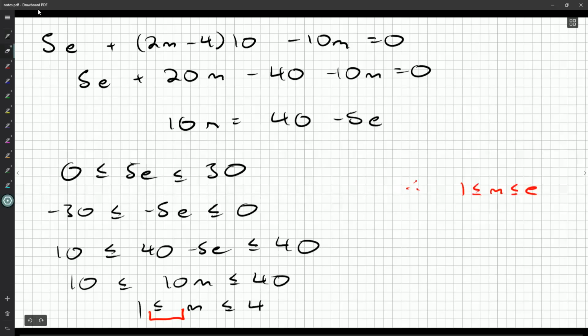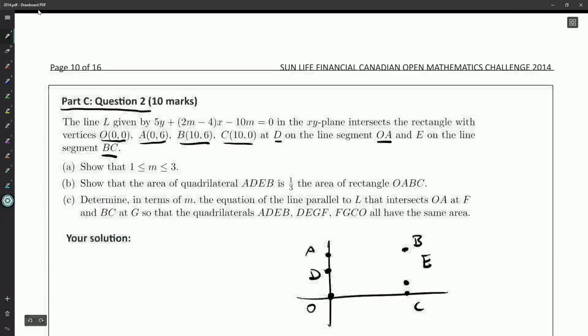Oops, not 4, 3. Alright, there we go. So that's part A, not too bad. We just plugged our points into the formula, rearranged, and since we had an inequality for the range of the y-coordinates, we could get this inequality for m, giving us a range of values for m. Alright, so that's part A.